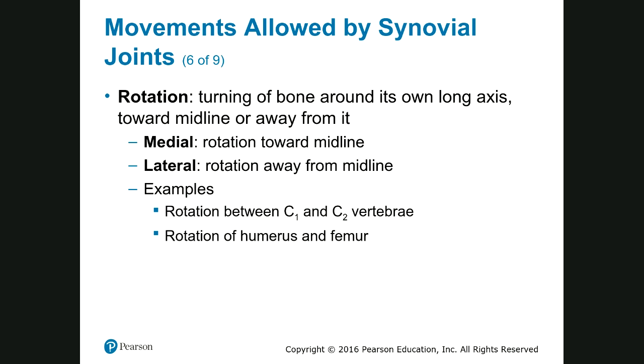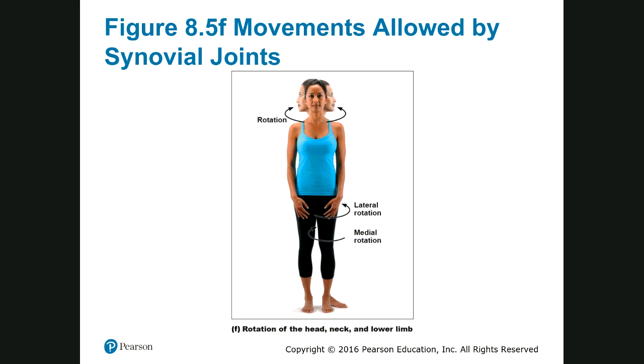Right, rotation. Basically, rotation is just spinning around on an axle. And we can do that with a neck. We can do a little bit of lateral rotation, and we can even do a little medial rotation with our knee. Our knee is a pretty complicated joint, and it allows us to do a lot of movements you wouldn't think it would.